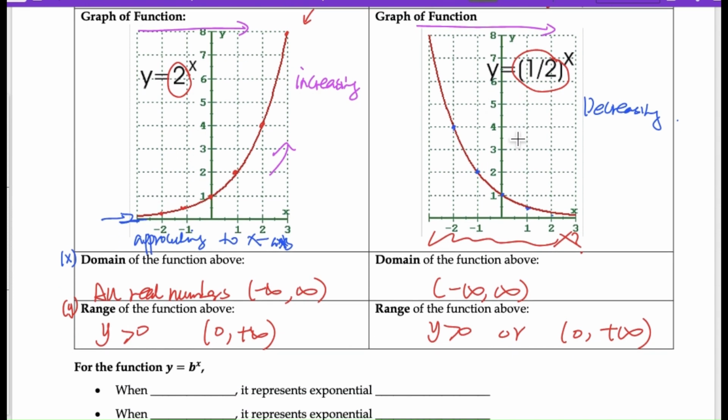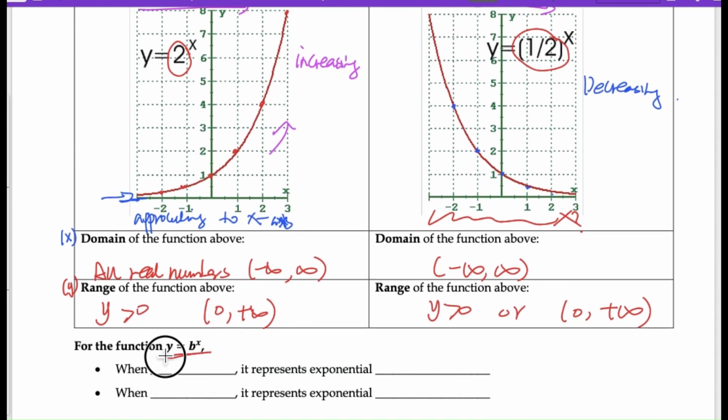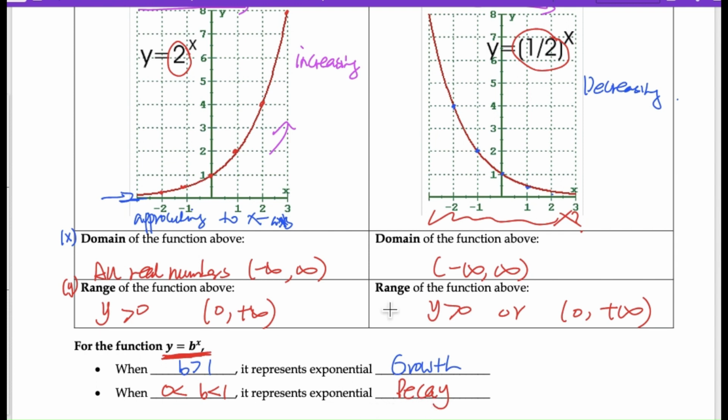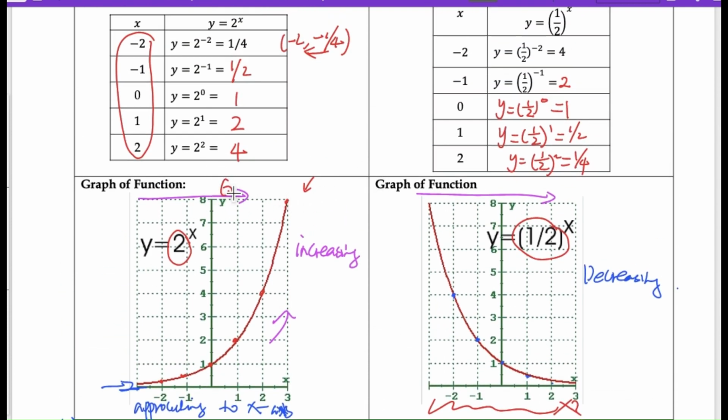So we can generalize this feature by summarizing like this. If we just have y equal to b to the x power, a simple form like that, when b is greater than 1, it's increasing, and we call this exponential growth. But when b is between 0 and 1, we need to keep the base positive. So if you have a base between 0 and 1, like 0.5 or 0.3 to the x power, then it's decreasing, and this is called exponential decay. So this one is exponential growth, and this one is exponential decay.